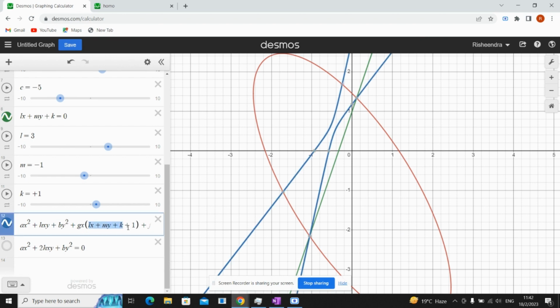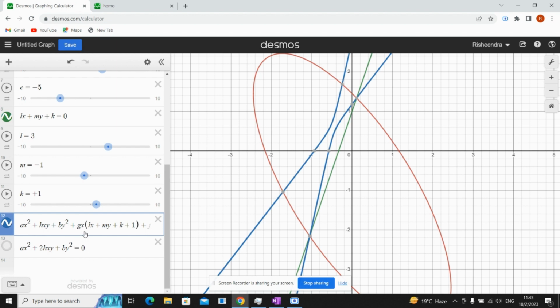Seems that there is a mistake in the equation that we wrote for the homogeneous. Look here, observe closely. The equation of a pair of straight lines which passes through the origin has the format of ax square plus 2hxy plus by square. But when you multiply gx with k or gx with 1, you will get a kgx value, which means it will have a g value in the equation.